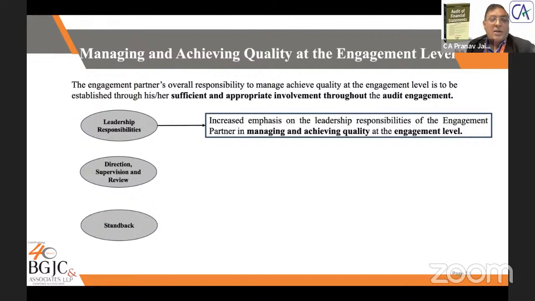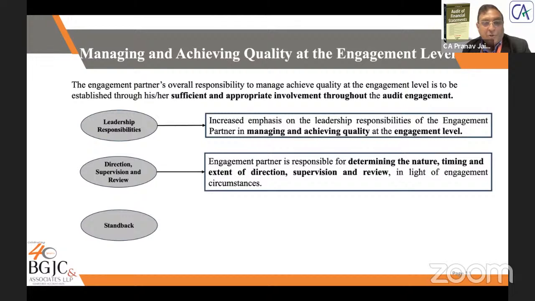So for the leadership responsibility, it says increase emphasis on the leadership responsibility of the engagement partner managing and achieving quality at the engagement level. So while at the firm level, there will be a managing partner or a similar person who is managing the quality at the firm level, at the engagement level, it is the responsibility of the engagement partner to manage and achieve quality.